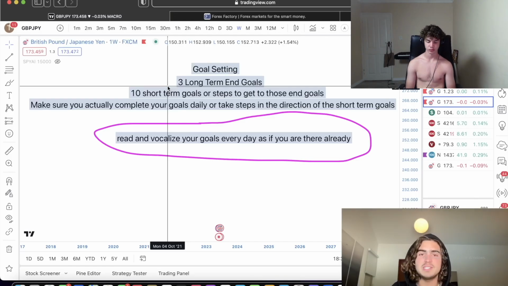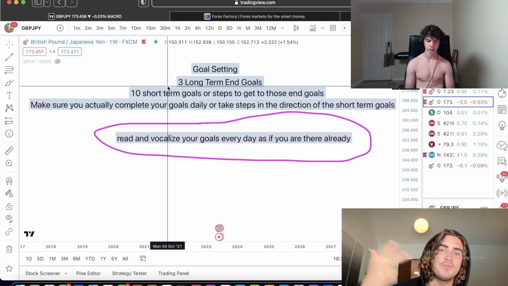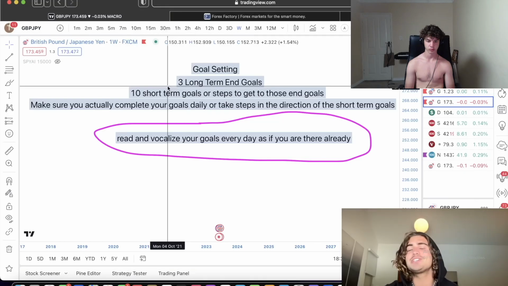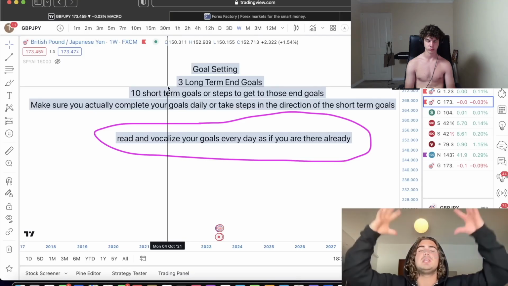And then what did I do? Every single morning, I would flip the page and write it down again. Write down all my 3 long-term goals, all 10 short-term goals to get there. And then, right? So now I'm reading it, I'm writing it, and I'm vocalizing it. I made sure there was no chance in hell that this was not going to happen. Because I was not going to let this just fizzle out into nothing.